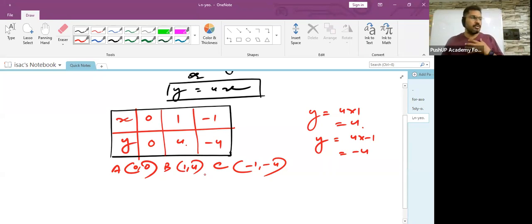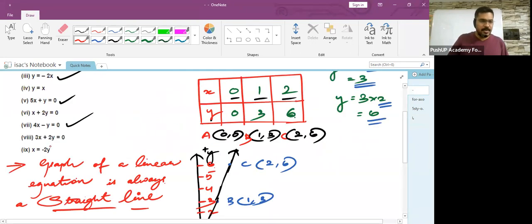Any doubt, children? If you feel like I should be doing it on the screen, just let me know. I will do it. You will get the same point, no? In that case, if you take x is equal to 1, you will be getting y is equal to 4. How will you get a straight line? You will never do that.